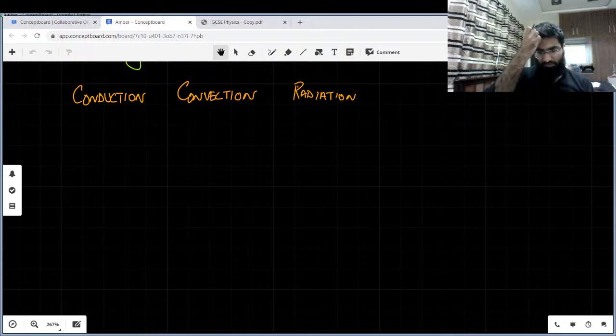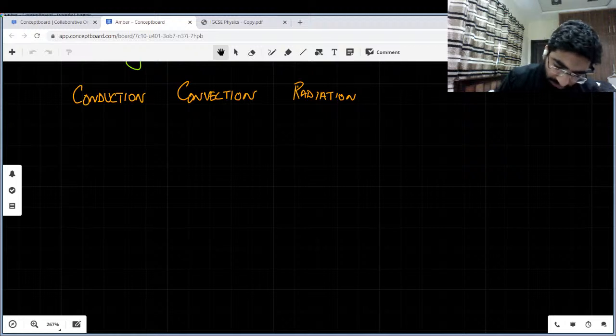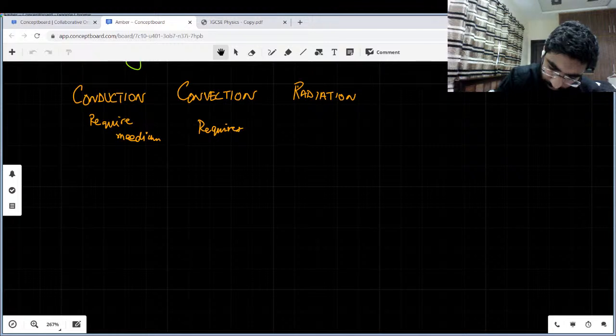Okay, so let's look at these three together in a holistic manner, and then we'll see if there are any further details that need to be taken down from the chapter or from the book. Conduction and convection require a medium for heat to pass through. So they require a medium. This also requires a medium, and this one does not require a medium to pass through.